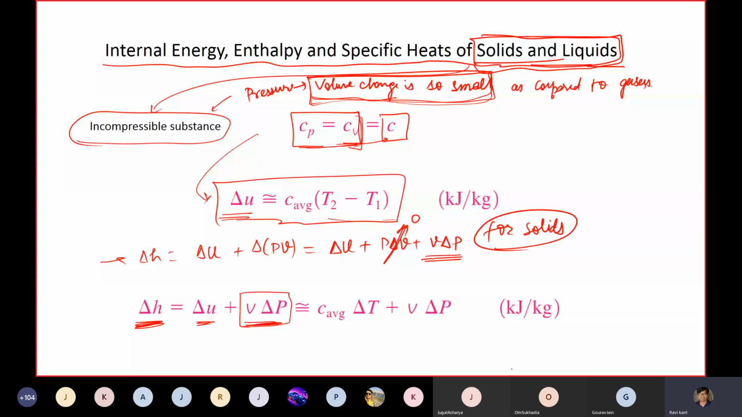Here you are actually applying pressure. So it is not that pressure is not there. Pressure is there, so change in pressure is there. You should incorporate the change in pressure, but the volume change will not be there for solids and liquids. So the VdP term will be there, and this would tell you this expression.